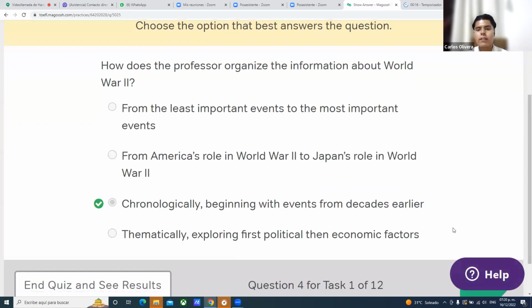Well, next question. How does the professor organize the information about World War II? Chronologically, beginning with the events from decades earlier. Yeah, exactly, because the professor talked about how the Roaring Twenties gave a lot of power to the Nazis, to communism, to socialist movements, and that's how they got empowered and, of course, strengthened to sustain the war they initiated in the late 30s, right? So yeah, the professor starts with decades earlier, explaining how World War II came to exist. So yeah, very good response.